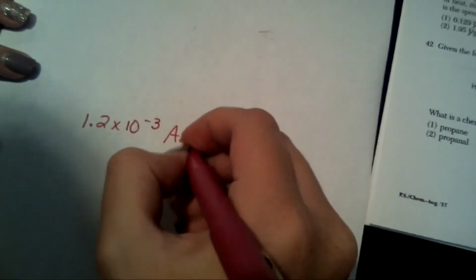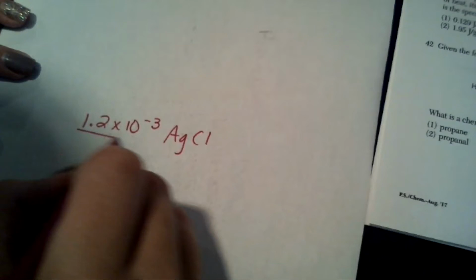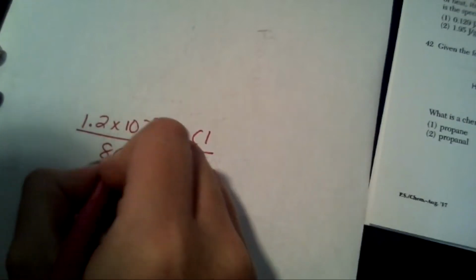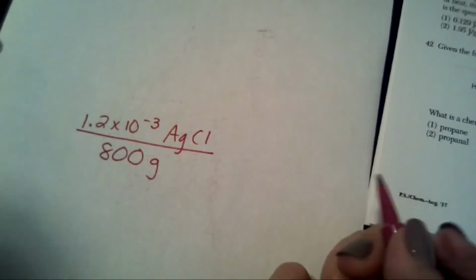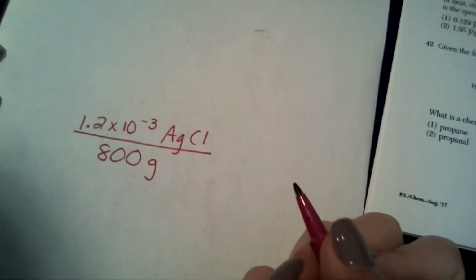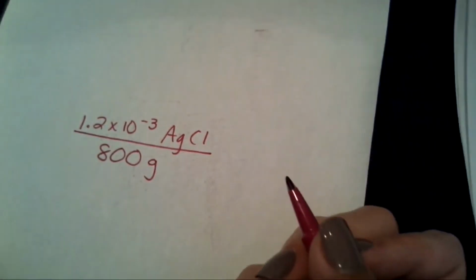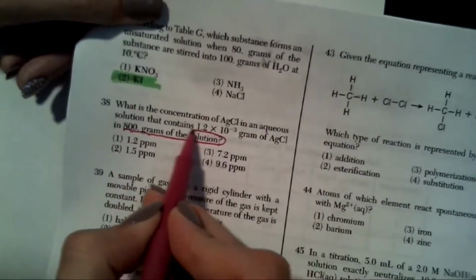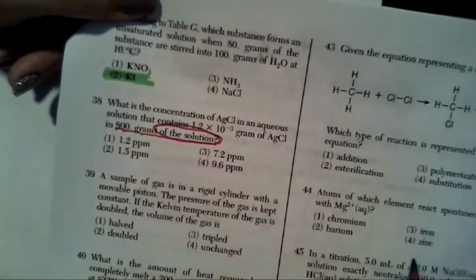We were given the numbers. 1.2 times 10 to the minus third of AgCl over the grams of the solution. They said we had an 800 gram solution. Sometimes you have to add these things, sometimes you don't. This says specifically that this 800 grams is the solution, which means that's just the number that goes on the bottom.